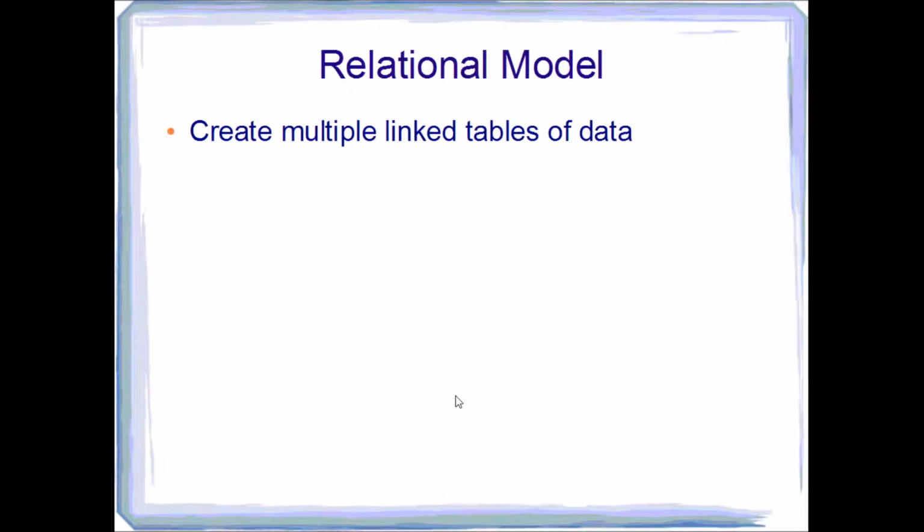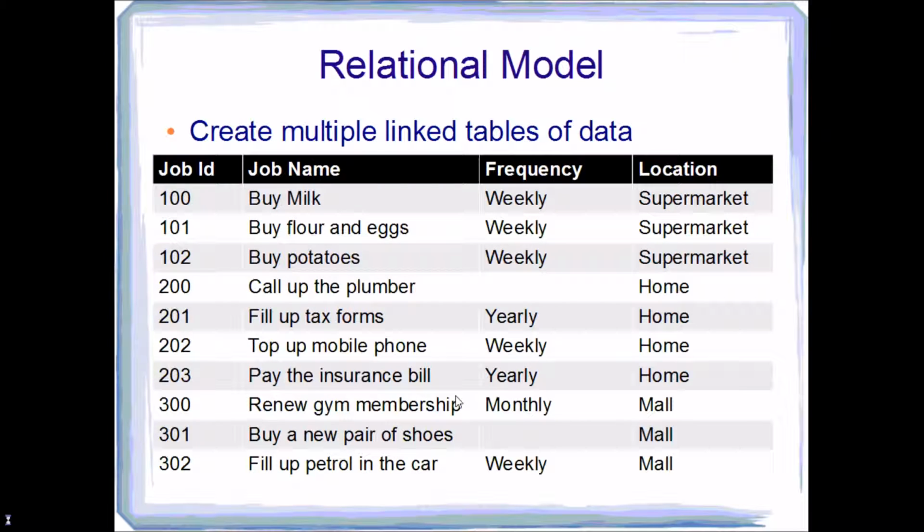The answer is by using the relational model of arranging a database. A relational model creates multiple tables of data, all of which are linked through one column or another. Let's see how we do it. For clarity, Jane decides to give a job ID to each job, where it is done, along with how often the job needs to be done. She draws up a table with this information.